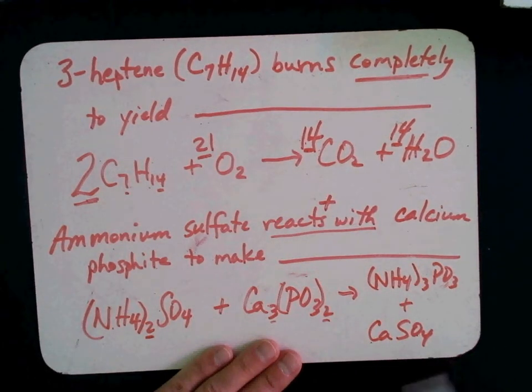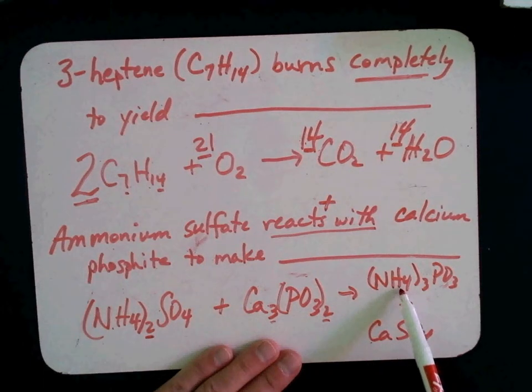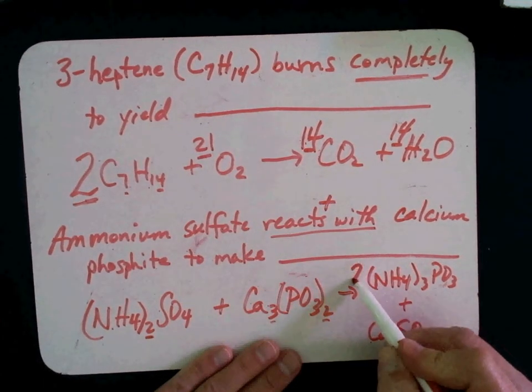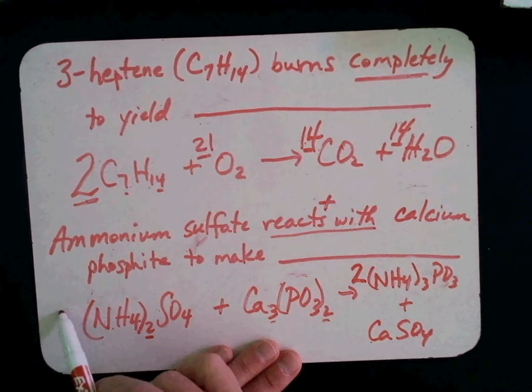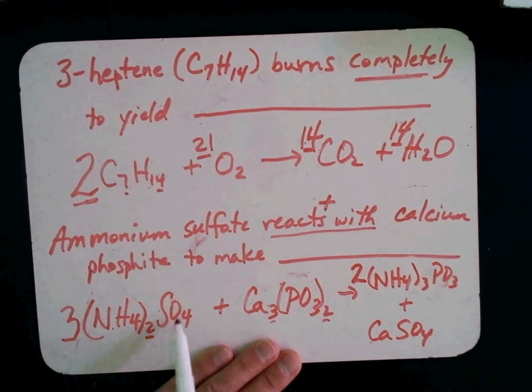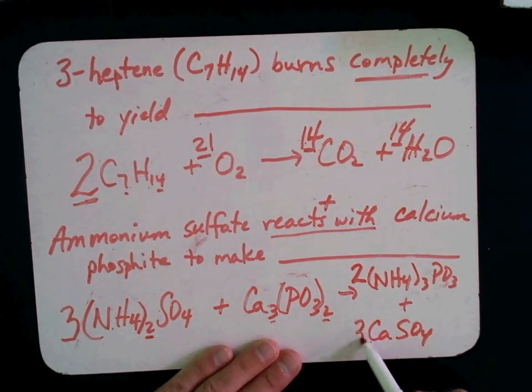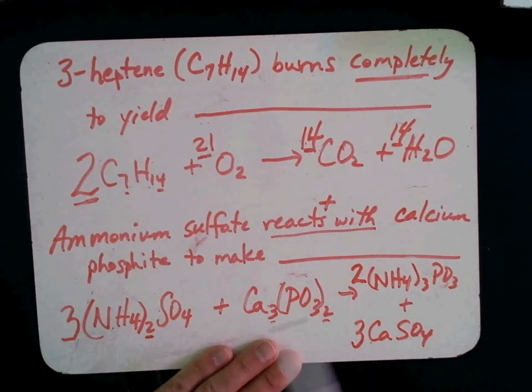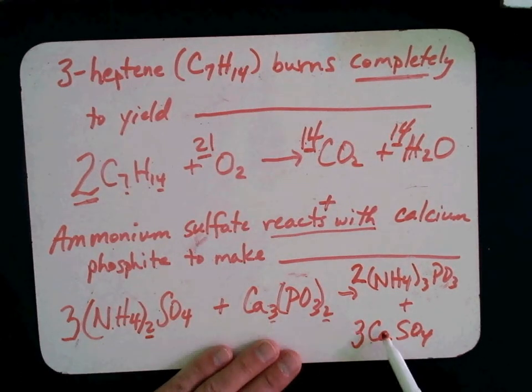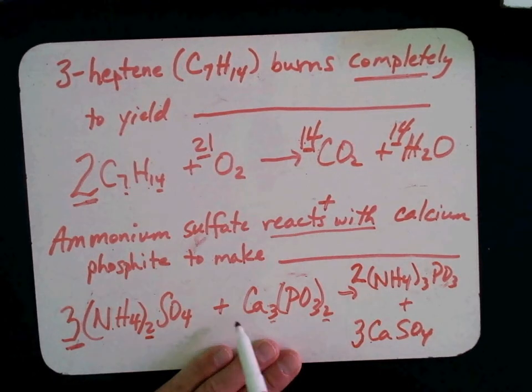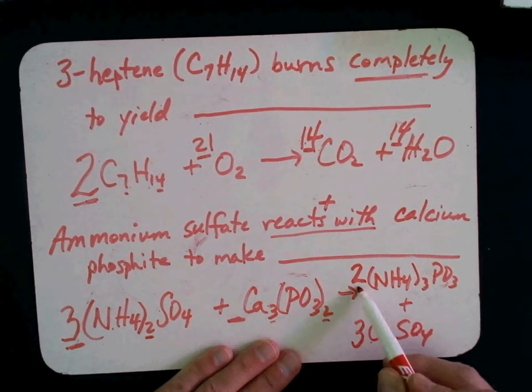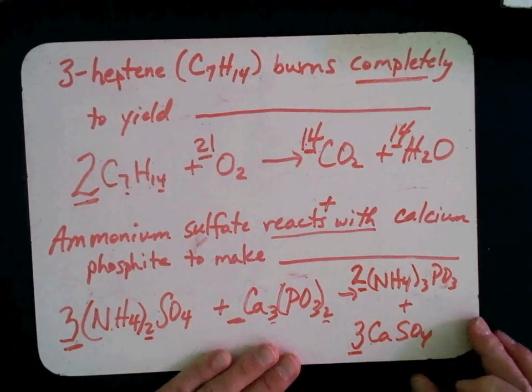Now check them all. Do the whole balancing. 2 NH4s and 3 NH4s. They both go into 6. That means I need a 2 there and a 3 there. A 3 gives me 3 sulfates, which means I fixed that. So I've got 6 NH4s, got it. 3 SO4s, got it. 3 Cas, I've got that. 2 PO3s, 2 PO3s. So I'm done. 3, 1, I don't have to write the 1, 2, and 3.